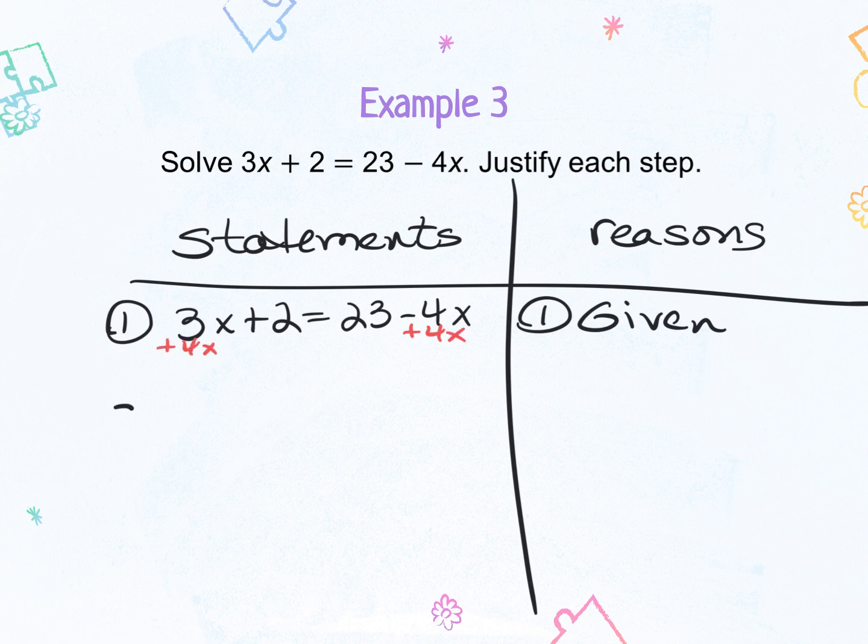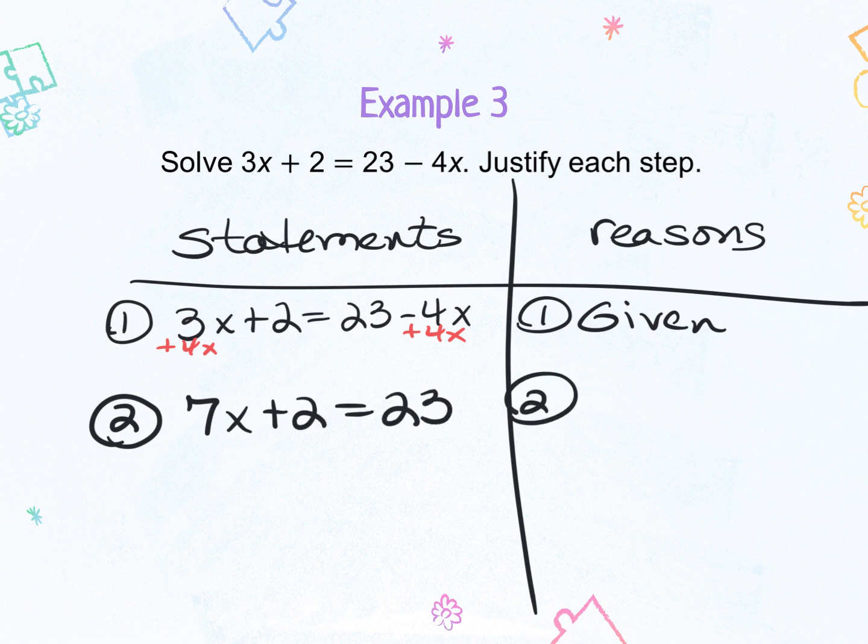So my statement number 2 is going to be the result of that, which is 3x plus 4x is 7x plus 2 equals 23. And what I just did was the addition property of equality because I added the same thing to both sides of my equal sign. I need to work on solving for x. So I need to get x by itself.